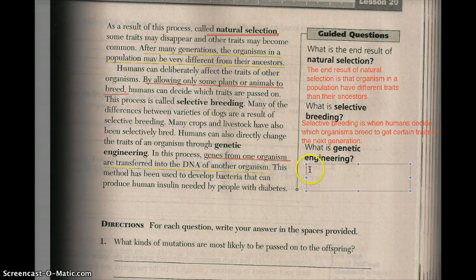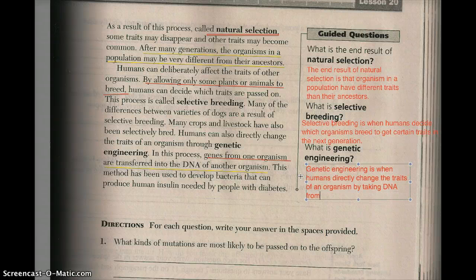So genetic engineering is when humans directly change the traits of an organism. See, I'm combining the up here and down here, by transferring, by taking DNA from one organism and transferring it into the DNA of another organism.